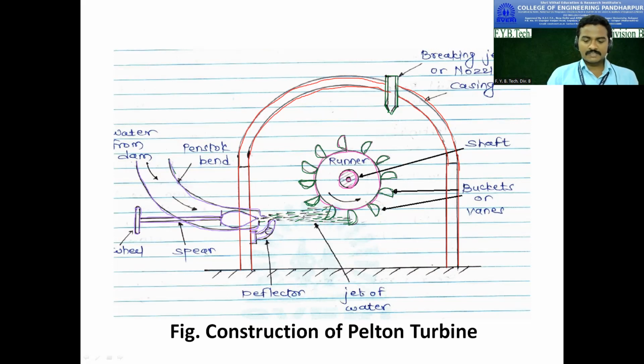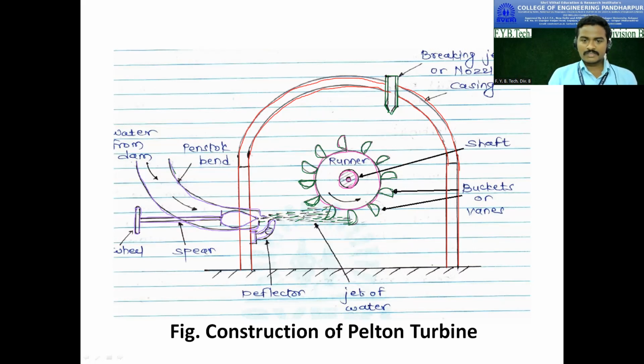So I will repeat. Impulse turbine means the energy available at the inlet is only kinetic energy. That is, the pressure energy of the water is firstly converted into kinetic energy by using a nozzle. So that is the impulse turbine. Sometime in the exam you can find the question, explain impulse turbine. Impulse turbine means काय? Pelton turbine.